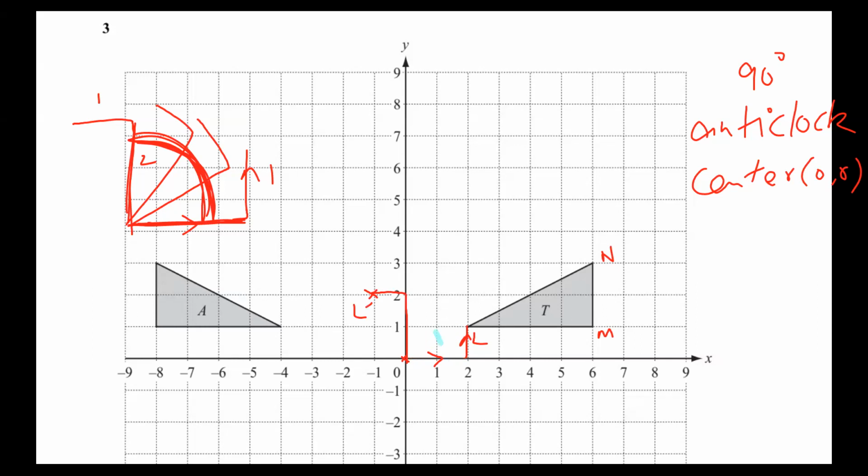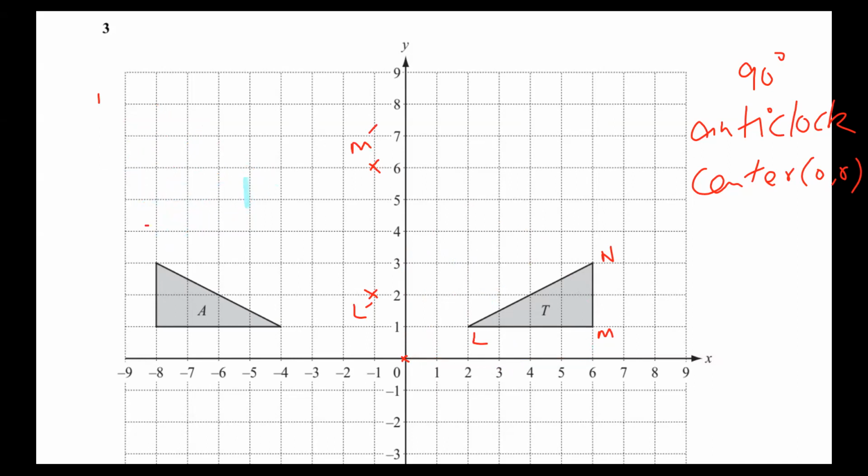I repeat again, if you're not understanding at all, I hope you got the idea first. Now I apply the same criteria on M. Get ready, please. So 6 and 1. I repeat, how much from the center? 6 and 1. I got M dash here. I hope you understood the way of rotating, how the point rotates.